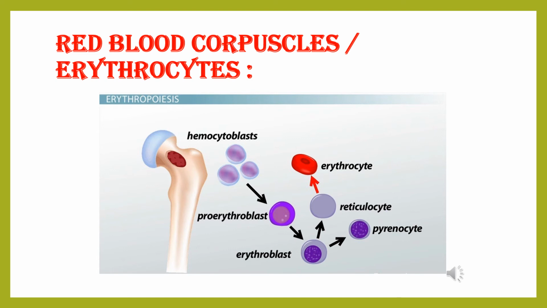After ejection of the nucleus, that erythroblast gets converted into reticulocytes, which enter into the blood, and that reticulocyte ejects the remaining organelles and gets converted into a mature RBC, or the erythrocyte, which is without nucleus and other organelles.